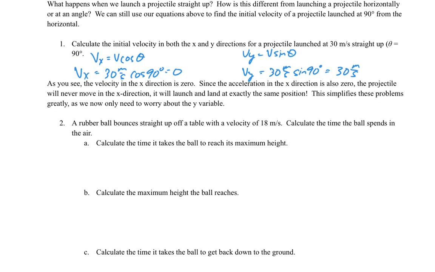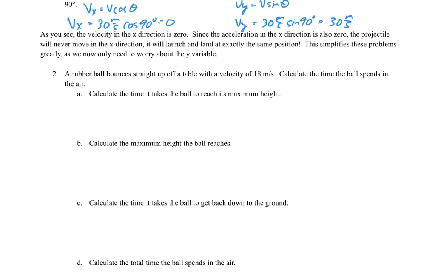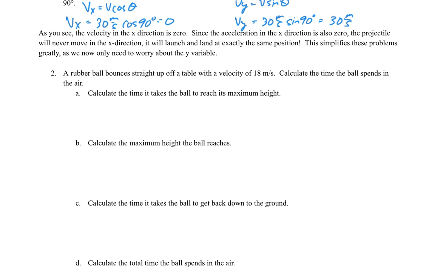So we've got that a rubber ball bounces straight up off a table with a velocity of 18 meters per second. We want to calculate the time it takes the ball to reach its maximum height. So we're going to go ahead and cross that out there. We're going to calculate the time it takes the ball to reach its maximum height.